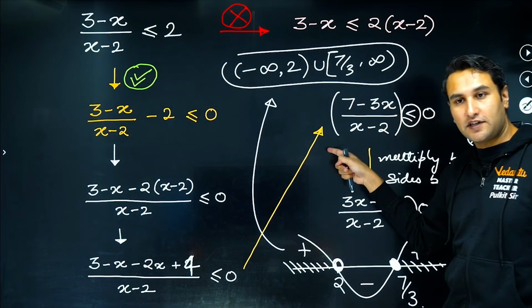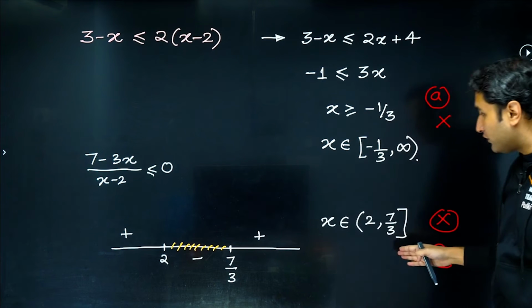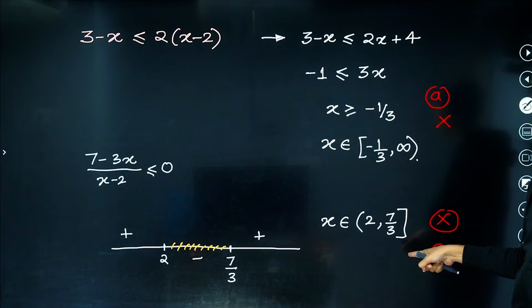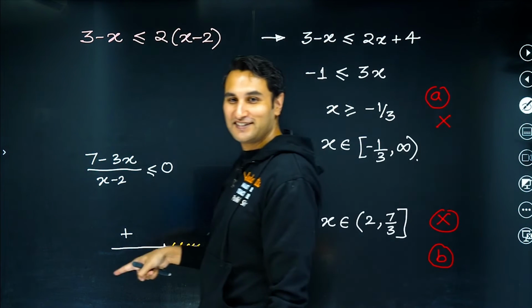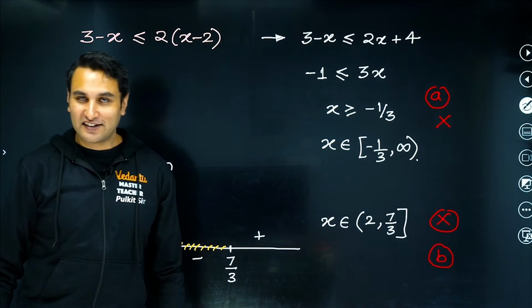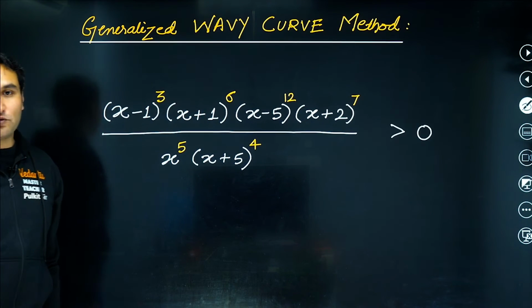Because if you make this mistake, you will solve it again and your answer will come out to be option B. It is also given in the options. Alright? Clear? Chalo, let's move ahead.